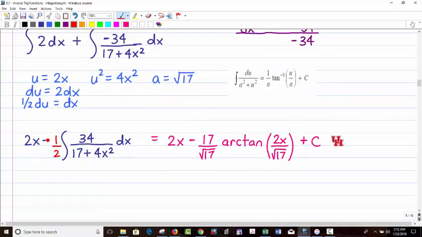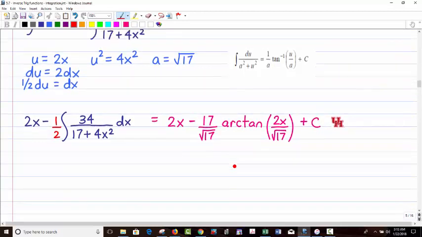So you have 2x minus the 1/2 coming from the du part that comes outside. So the negative 1/2 and the 34 is going to make negative 17. And then the 1 over a is the square root of 17 on the bottom. So I went ahead and multiplied the constant times the 1 over a. And it's arctan of u over a, 2x over square root of 17.